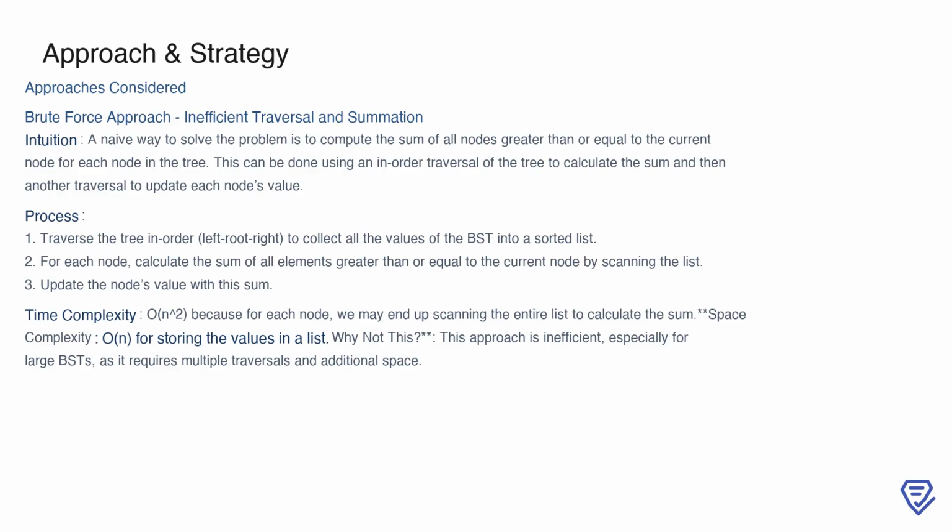This can be achieved by performing an in-order traversal of the tree to gather all the node values in sorted order, and then for each node, scanning the list to compute the required sum. Once the sum is calculated, the node's value is updated accordingly.